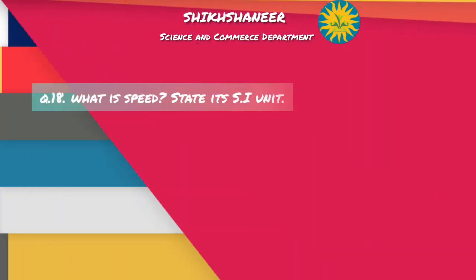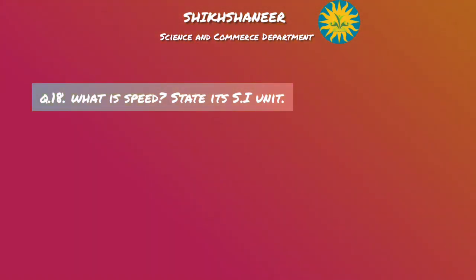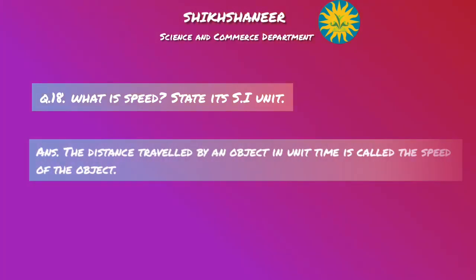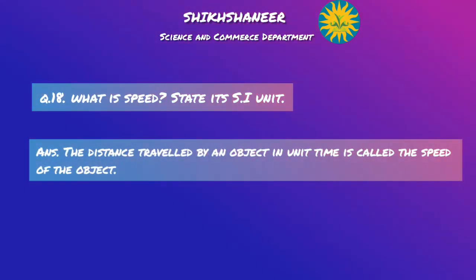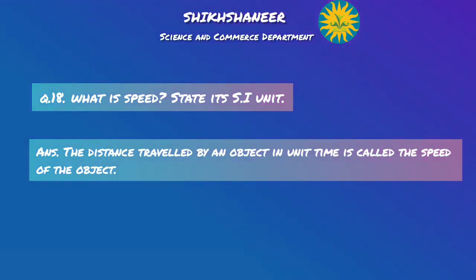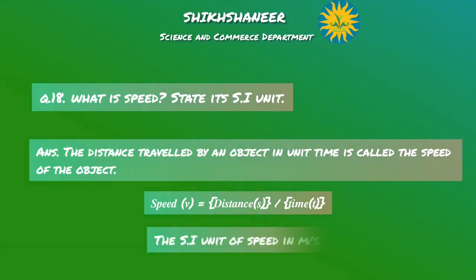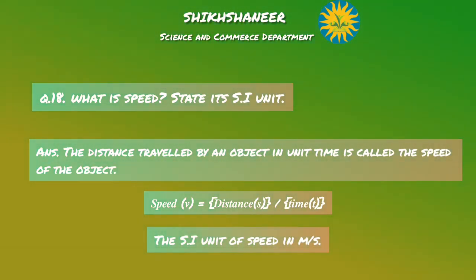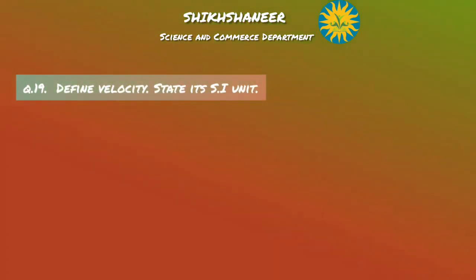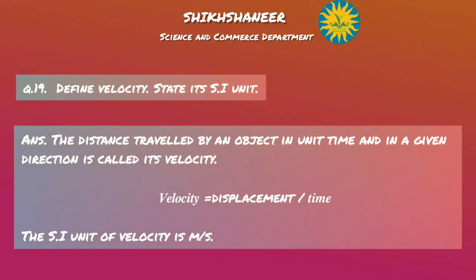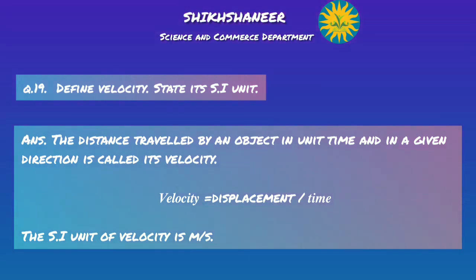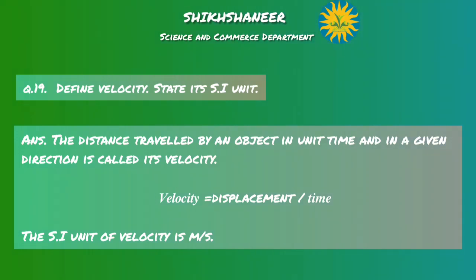Now, what is speed? State its SI unit. The distance traveled by an object in unit time is called the speed of an object. That is, speed equals distance divided by time, and its SI unit is meter per second. Define velocity. State its SI unit. The displacement of an object in unit time in a given direction is called its velocity. That is, velocity equals displacement divided by time, and its SI unit is also meter per second.